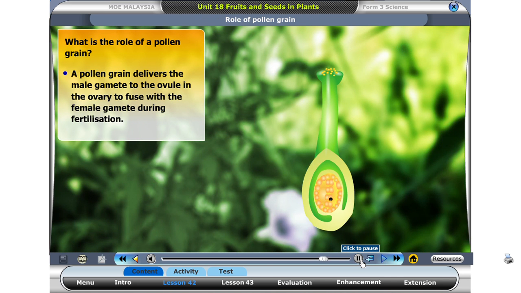Let's look at the question again. What is the role of a pollen grain? A pollen grain delivers the male gamete to the ovule in the ovary to fuse with the female gamete during fertilization.